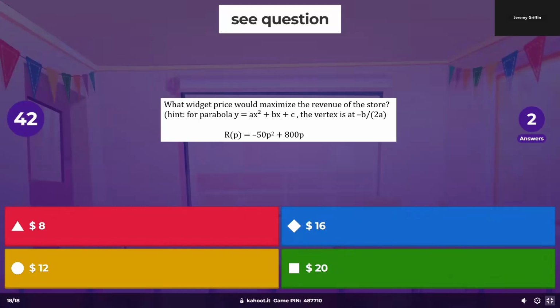Exact same scenario. What widget price would maximize the revenue? Hint. If you have a parabola in this form, ax squared plus bx plus c, the vertex is always at negative b over 2a. As long as you know how to solve that, you're good.